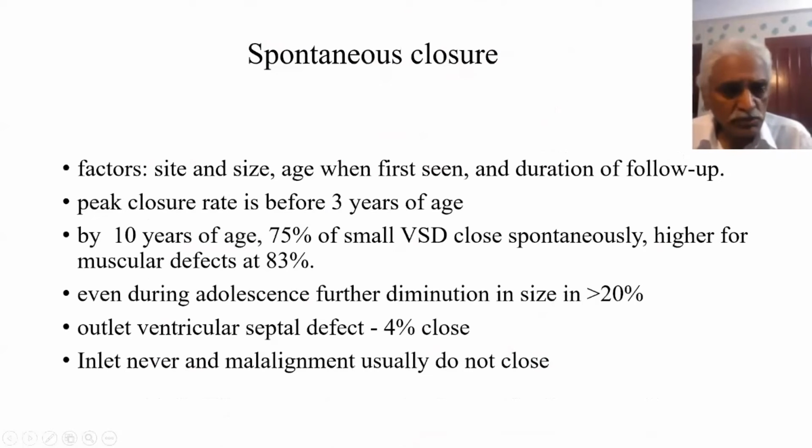Spontaneous closure also has to be discussed before deciding on surgery in VSD. The maximum rate of closure is before 3 years of age, but even up to 10 years of age, a large majority do close, especially if they are small, and there is a higher chance for a muscular defect to close. In adolescents also, there is a diminution in size in up to one fifth of the defects. Outlet ventricular septal defects, however, have a very small chance to close, and malalignment defects also usually do not close. Inlet defects never close.